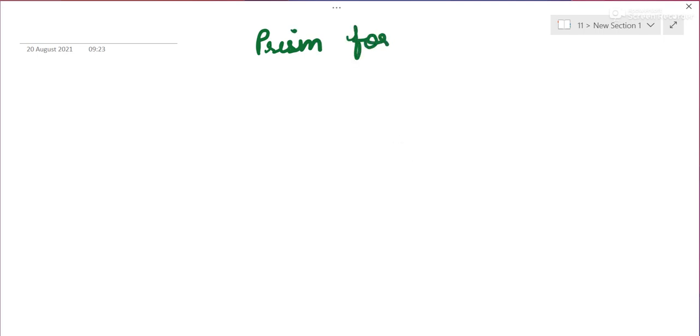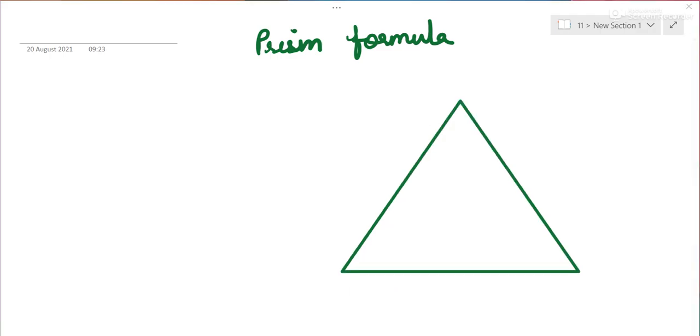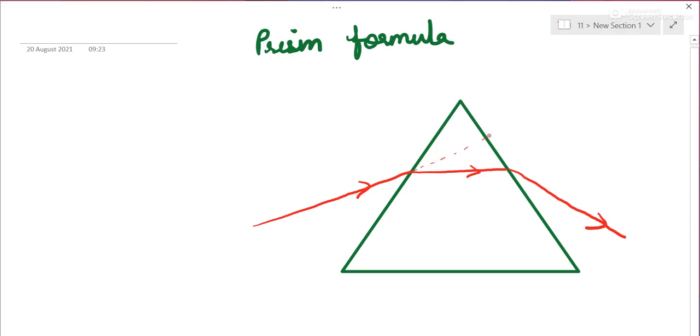Hello children, so we'll be doing a very important topic, which is the prism formula. For that we need to draw a diagram to show refraction through a prism. So you can make a prism. This is the incident ray, refracted ray, emergent ray. Okay, we will produce the incident ray back and the emergent ray back. So this is your angle of deviation.